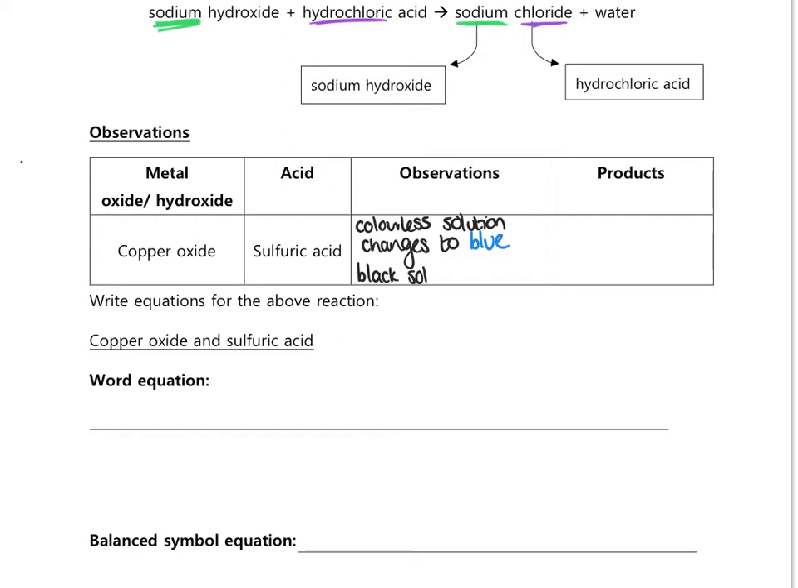So if you can try and squeeze that in as well, or write it underneath. Black solid disappears. We added an excess, that's why some sat at the bottom, but the black solid will react with your acid and eventually disappear.